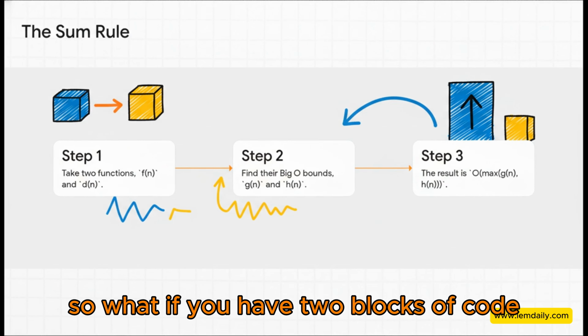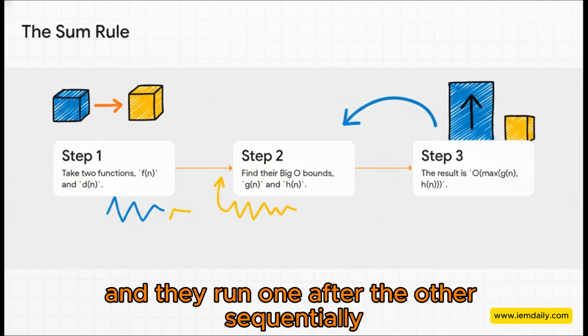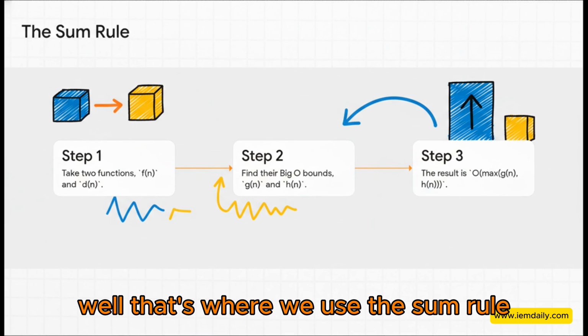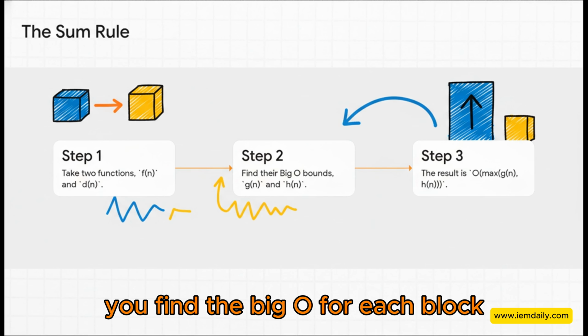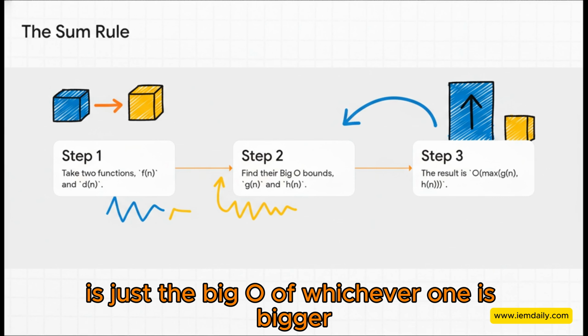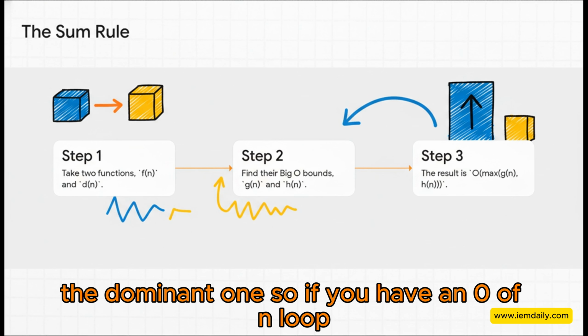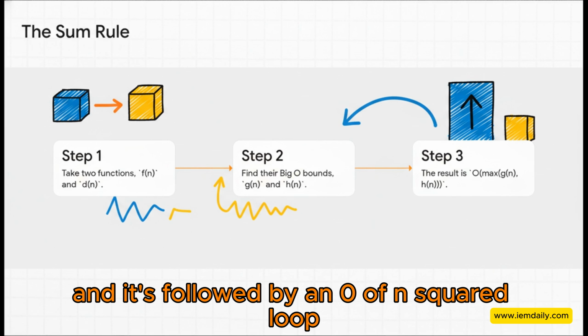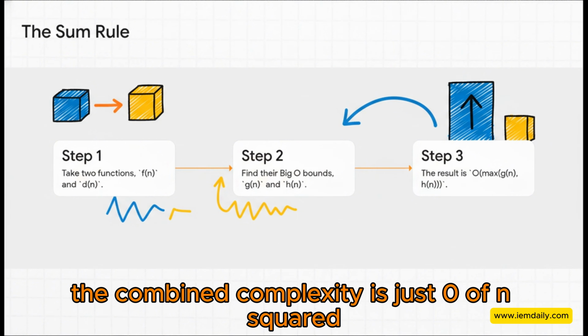Okay, so what if you have 2 blocks of code and they run one after the other, sequentially? Well, that's where we use the sum rule. You find the big O for each block, and the total complexity for the whole thing is just the big O of whichever one is bigger, the dominant one. So if you have an O of n loop followed by an O of n² loop, the combined complexity is just O of n².